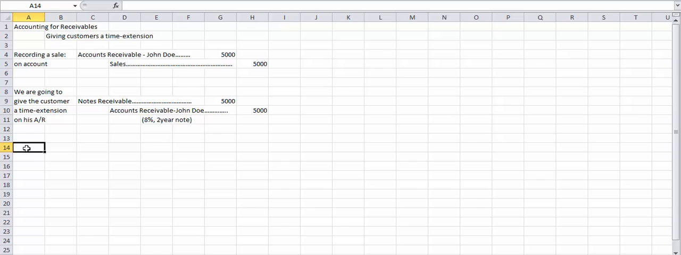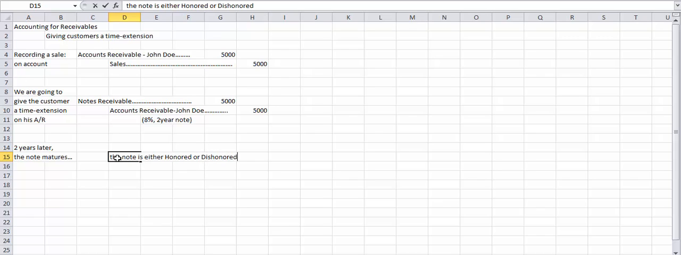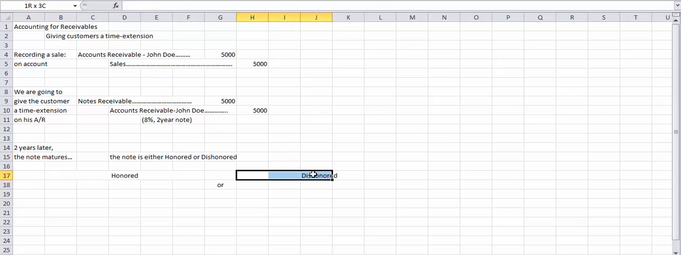Let's fast forward to 2 years later. The note matures, and there are two things that can happen. The note is either honored or dishonored. In other words, if the customer pays us, the note is honored. If the customer still doesn't give us the money, the note is dishonored. So I'm going to show you two different scenarios. We'll put the honored here, we'll put the dishonored over here, and we'll put the word "or" somewhere in the middle. So, if the note is honored versus if the note is dishonored.